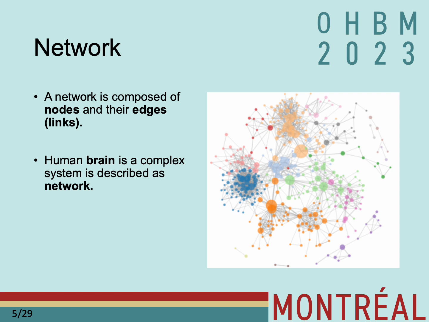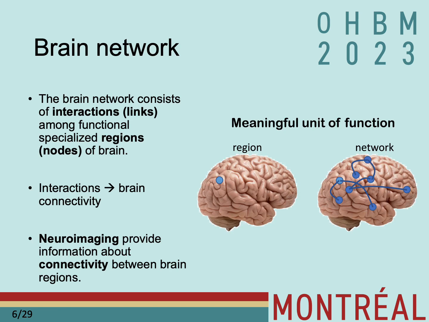A network is known as a set of nodes which have links with each other, and interestingly, the human brain is also known as a network. The brain is composed of different units or regions with specific functions. These functional units have interactions or connections with each other, which makes it a network. Today, neuroimaging is a powerful tool for studying brain network connectivity and regions.